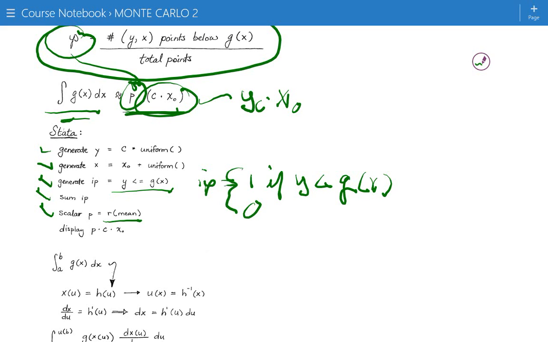If I then sum pi in Stata, and assign a scalar the value of the mean of that, which is essentially the proportion. Consequently, the mean of this dichotomous variable is going to be the proportion of points that have y less than g of x. I can display in Stata, if I want to know what the area is, I can tell it to multiply my calculated proportion times the constant c times the constant x naught, remembering that this is the total area. And the p times that will give me the area under the curve.